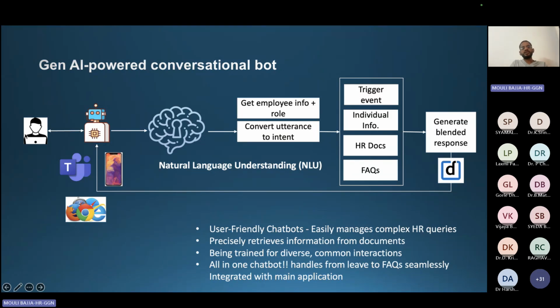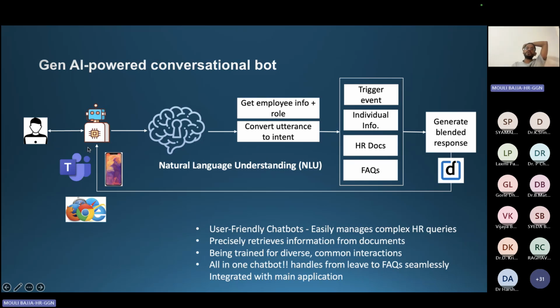The user asks a question, and I pass it through my embeddings layer. The embedding, which we call NLU, converts the text into a vector. So whoever has asked the question, it gets the employee information from this query. So we are carrying the information. From the system, we get the role of the person.